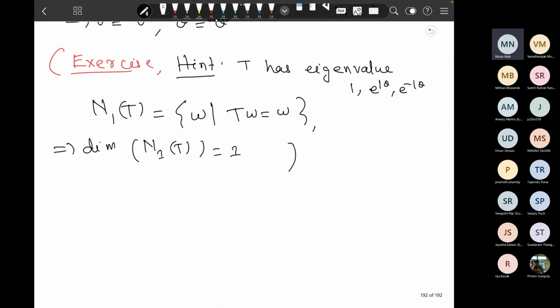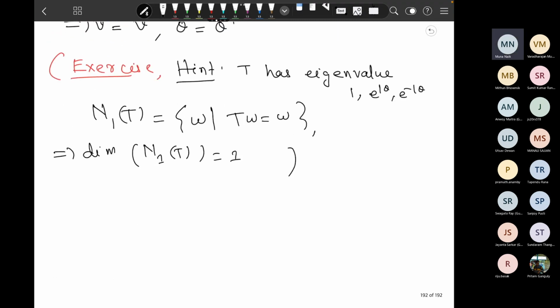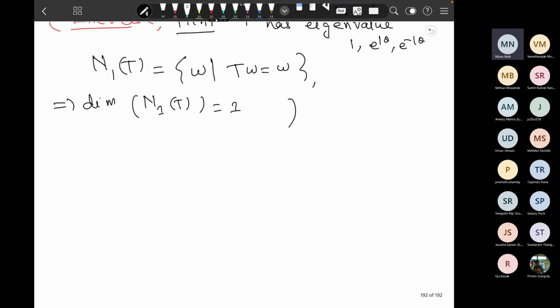Okay, so now we have to discuss a little bit about algebraic topology. So you know this RP3.